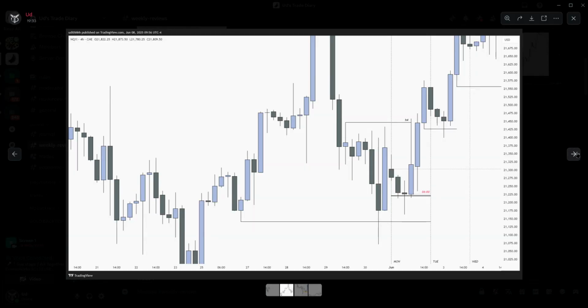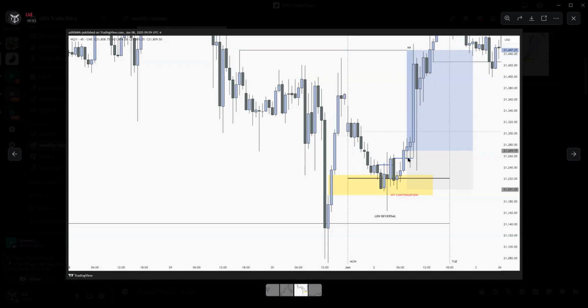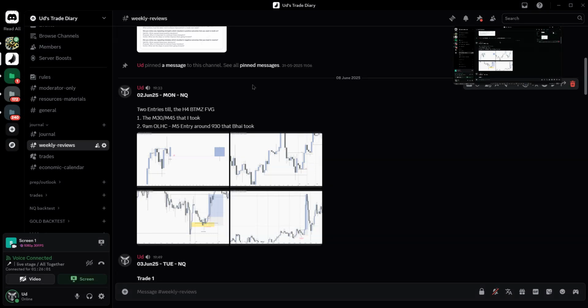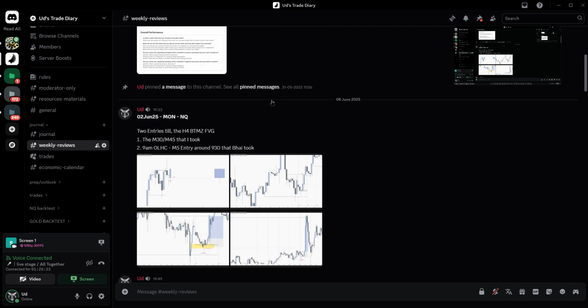The first entry that I posted, this M45 closure, I took this till this H4 fair value gap. I'll talk about that in a bit. So basically, weekly review. How I did this is, I went through each and every day's price action once again, reviewed it to see if I missed something or not, and if I missed it, what would have been the best entries for that day. I have journaled it all up.